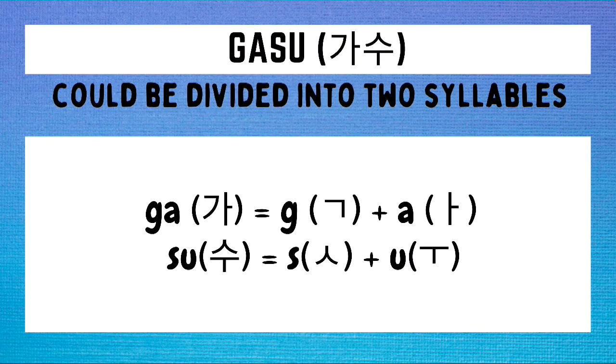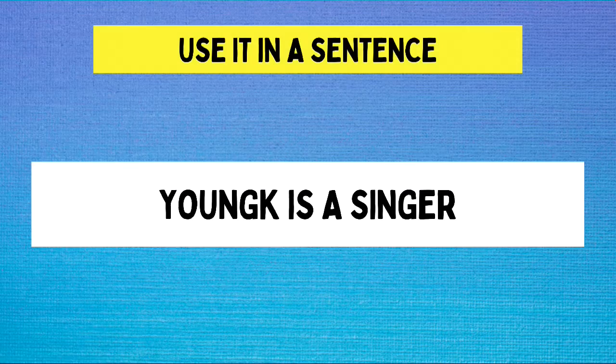Now, how do we write GASU in Hangul? This is composed of just two syllables. The first syllable is ga. This is written by drawing first a gya character followed by an a character. The second syllable su is written by drawing first a siyot character followed by an u character. And then we just need to combine the Hangul for each of these two syllables to form the Hangul of the word GASU.